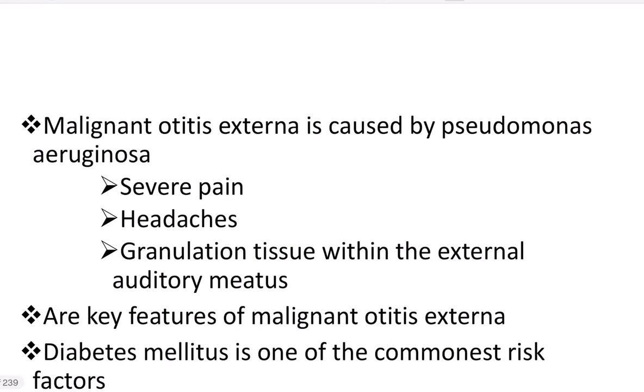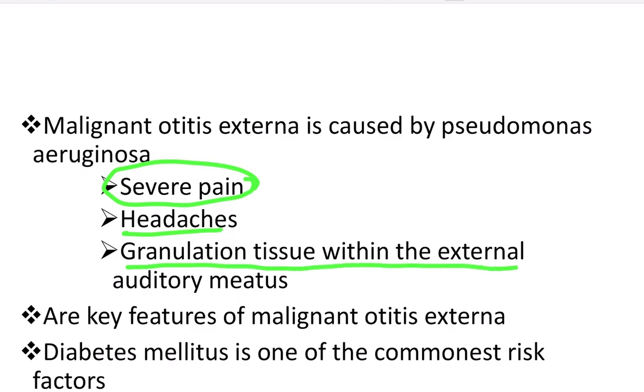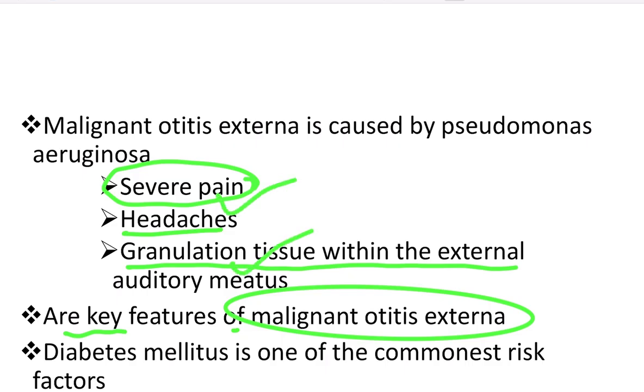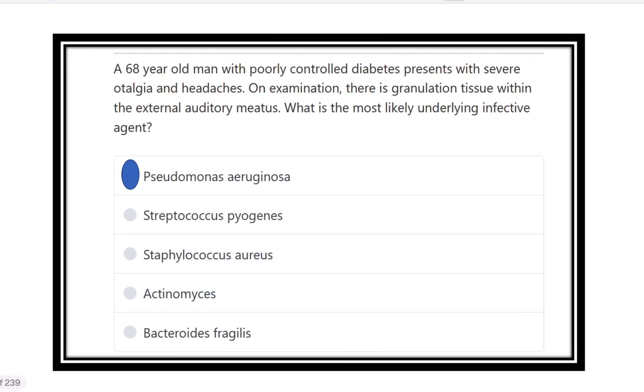Malignant otitis externa is caused by Pseudomonas aeruginosa, and it causes severe ear pain, headache, and also granulation tissue within the external auditory meatus. These are the key features of malignant otitis externa: the severe pain, granulation tissue, and headache. Diabetes mellitus is the most common cause of malignant otitis externa.